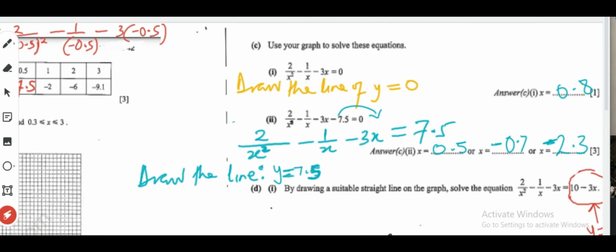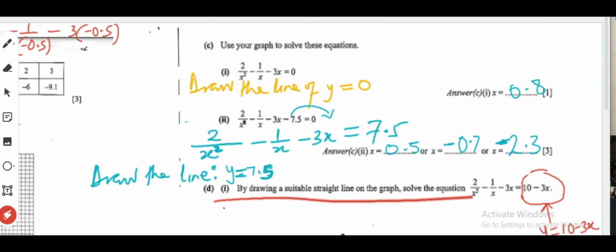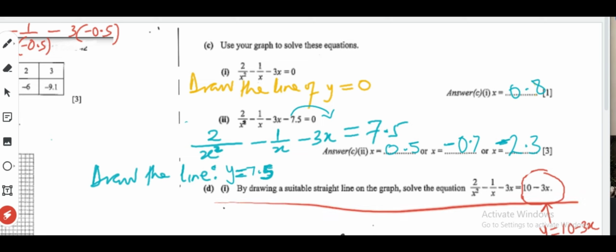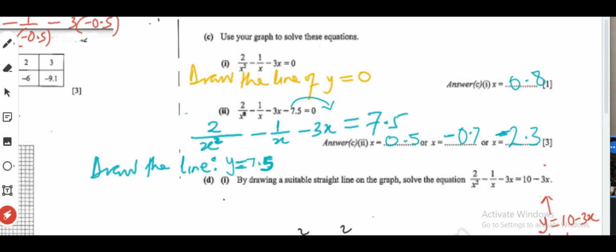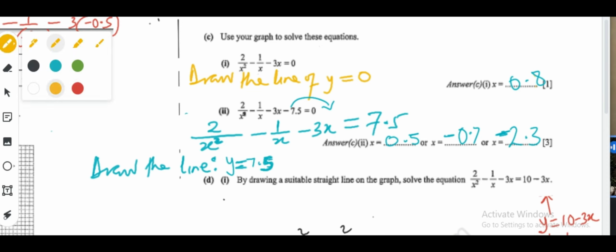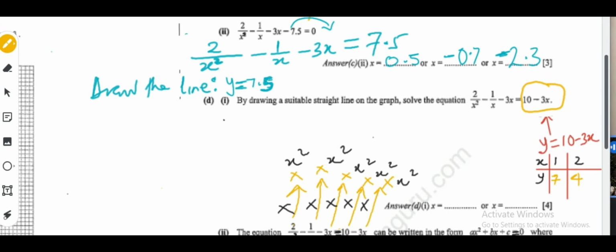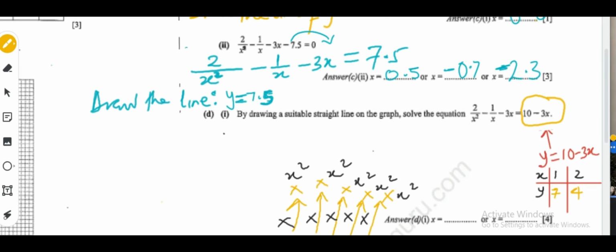Read it out. By drawing a suitable straight line on the graph, solve the equation. Let me stop circling it so that you see. Solve the equation. So what do you do? So y equals 10 minus 3x. Okay, so we're going to draw the graph of y equal to 10 minus 3x, and we've already found the table of values. You need any 2 points, right?